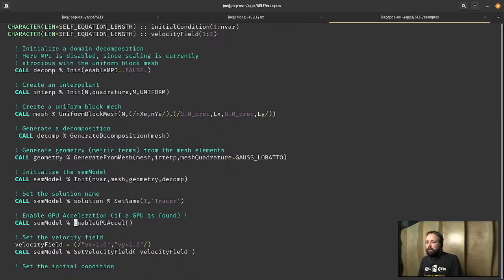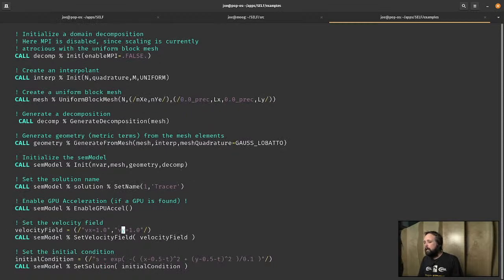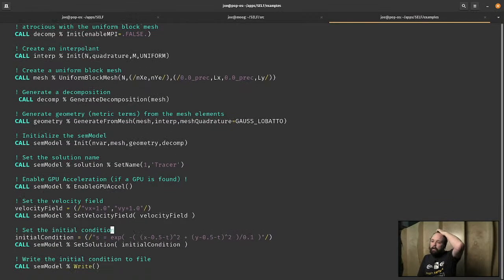Now, if you want to enable GPU acceleration, you can call this enable layer. It checks for a GPU if you have one. If you have one, it will make sure that all the routines underneath the hood are called on the GPU side. And of course, when you go to do file IO, it makes sure it copies back to the host side, so you don't have to worry about that. All that complexity is really designed to get you to this point. Now, if you want to set the velocity field, of course you can. I do have options to set different variables through files.